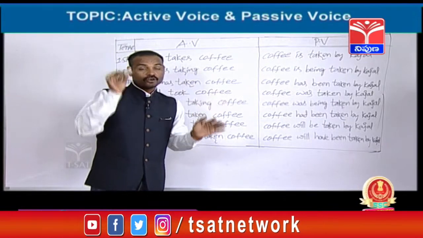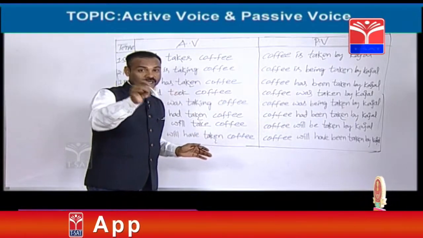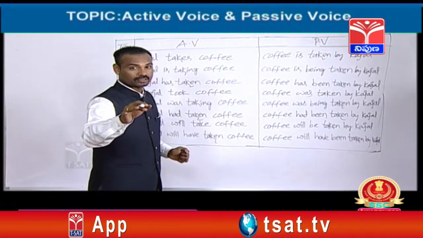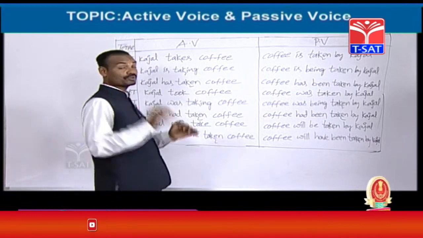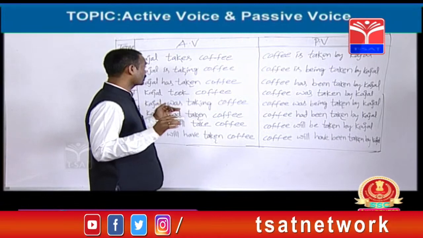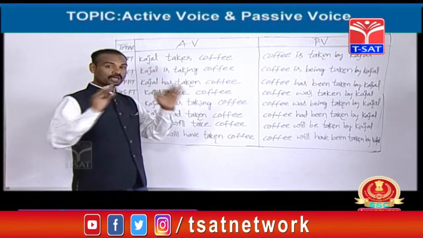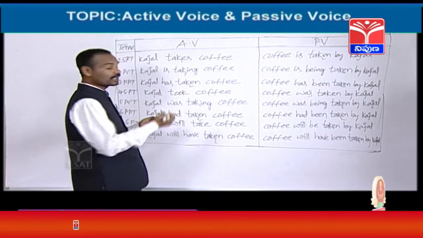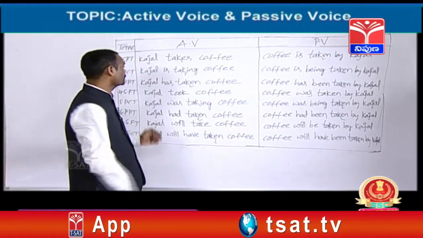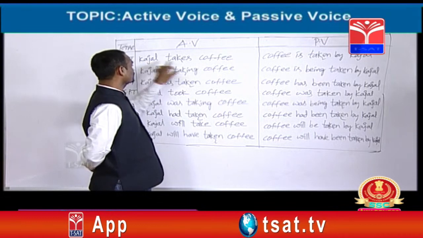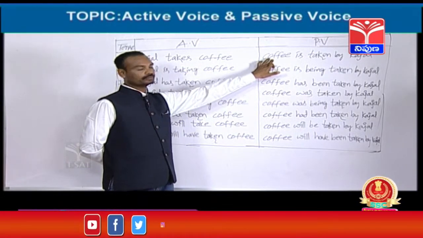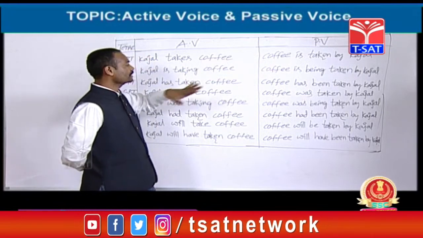See friends, when I was explaining how to find out subject and object, you were feeling a little bored, but now you came to know how important it is. So now I am not going to explain how to find out the subject and object. I have explained very clearly in the previous class. So this is the subject, this is the object, this is the verb. Passive voice should be started with object. So coffee is the object here.